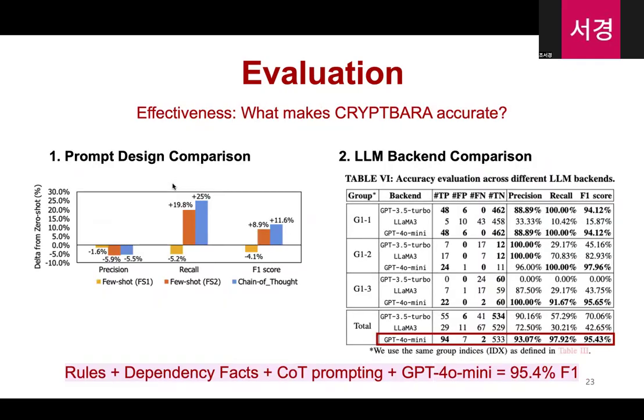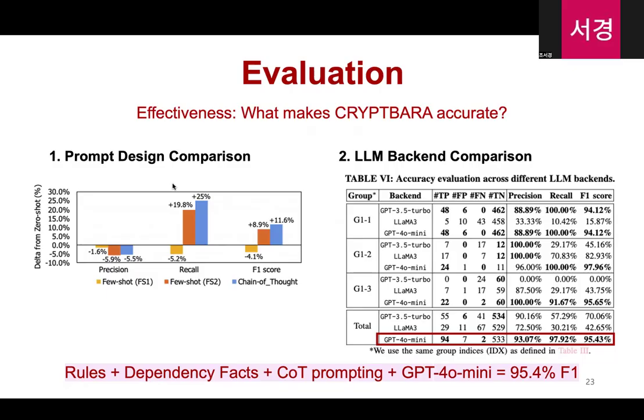Next, why it works. First, the prompt. We include the security rule and the dependency facts. Then we run chain of thought. That change alone boosts recall by 25 points and F1 by 11.6. Second, the backend. We tested multiple models.